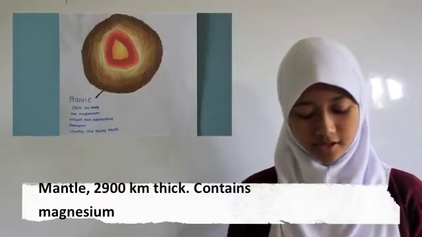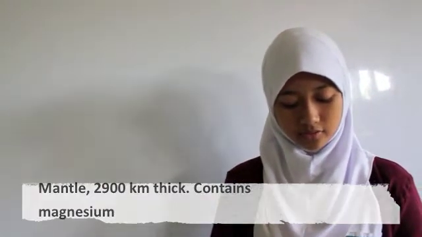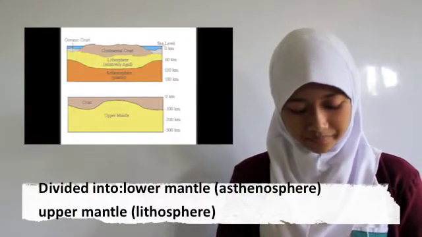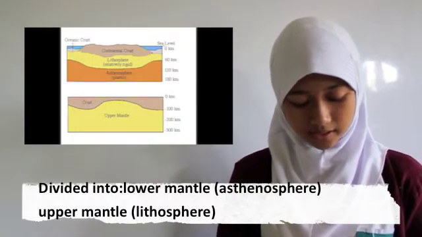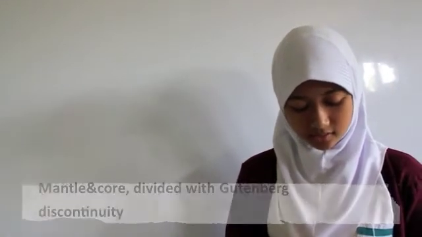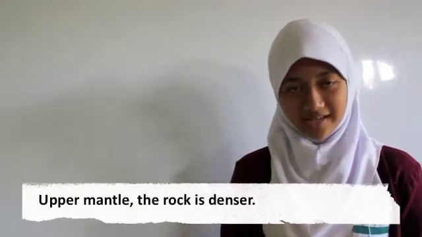The mantle, which is 2,900 km thick and contains magnesium, rolls to carry the heat from the core. It is divided into the lower mantle, asthenosphere, and the upper mantle, lithosphere. Dividing it, there is a transition zone. Mantle and core are divided by the Gutenberg discontinuity. In the upper mantle, the rock is denser.